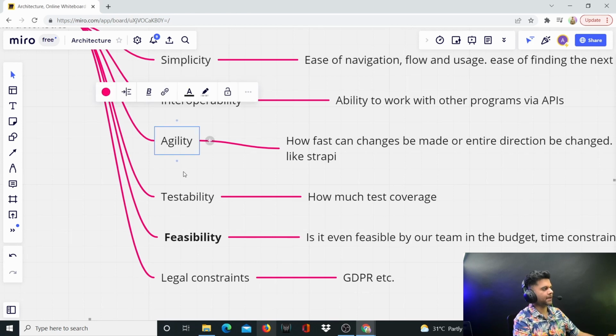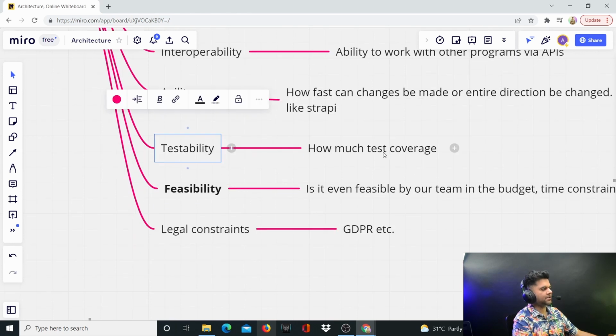So agility, if you're a startup, you're looking for agility to be able to change direction really quickly. If you're an enterprise, you're probably not looking for agility to change direction very quickly. Or if you have product market fit, an existing product and existing customers, it's okay to sacrifice agility, okay?